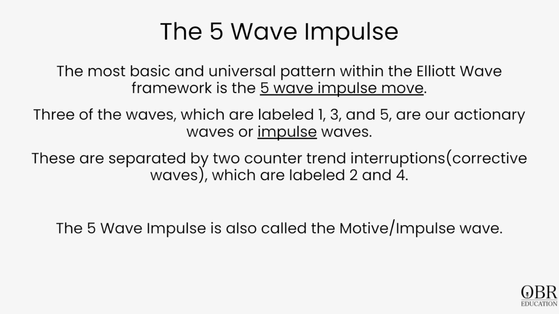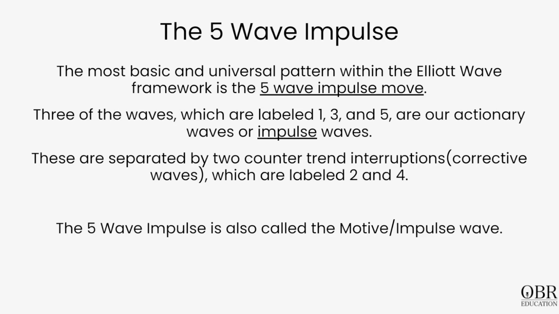Three of the waves, which are labeled 1, 3, and 5, are our actionary waves, or impulse waves. These are separated by two counter-trend interruptions, which are corrective waves, labeled 2 and 4. The 5-wave impulse is also called a motive or an impulse wave. So that's just another name: actionary, impulsive, or motive wave.